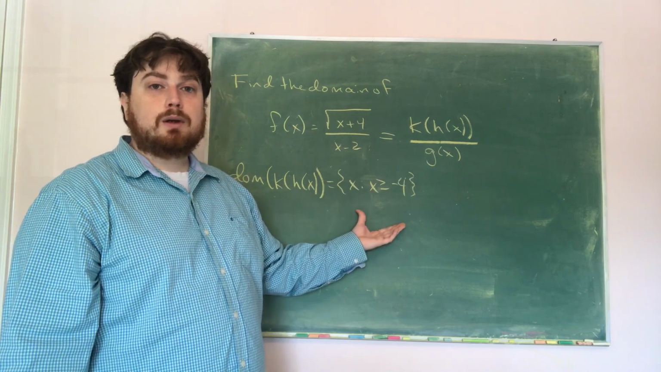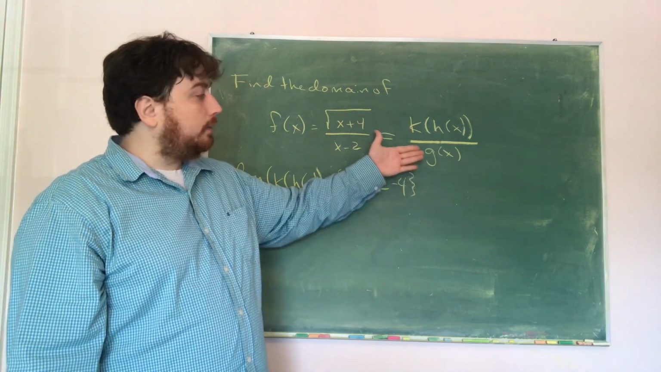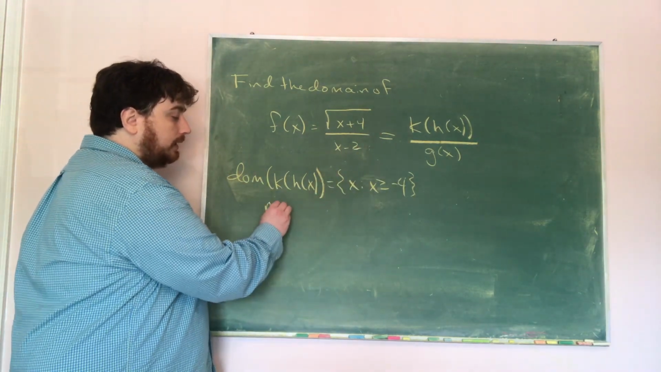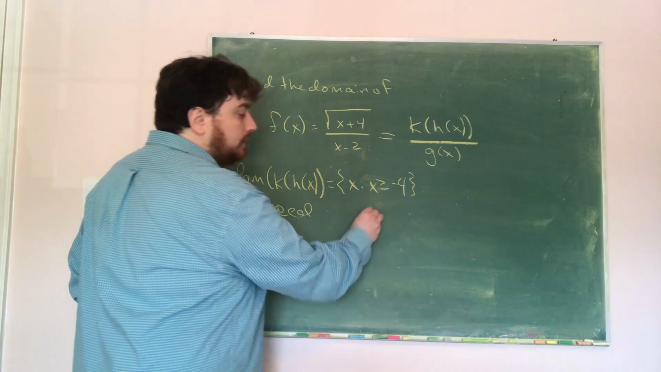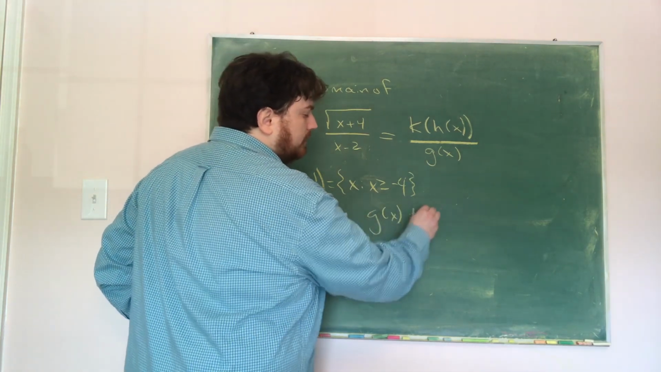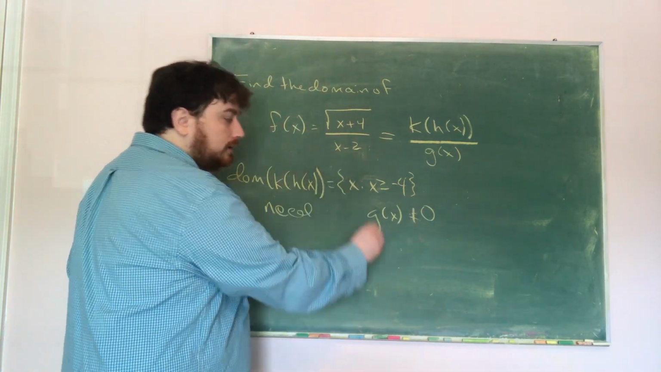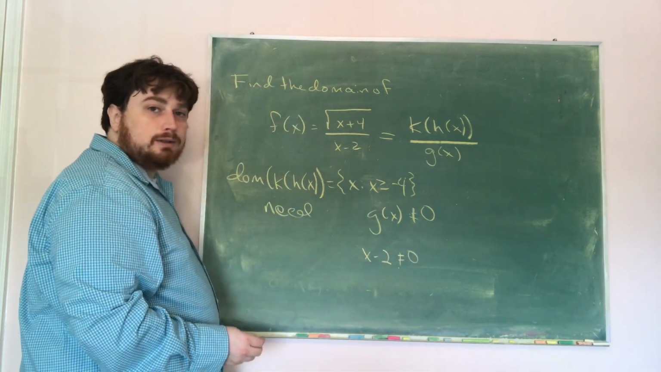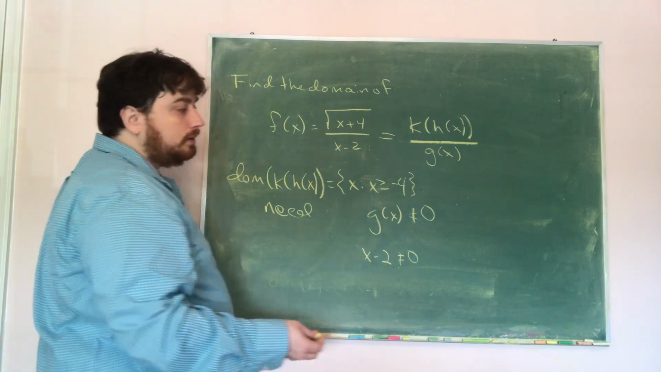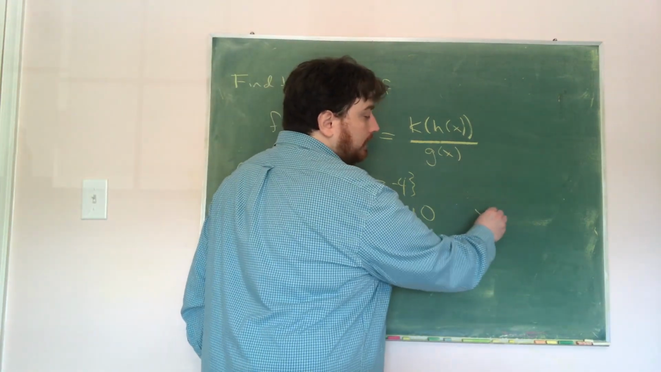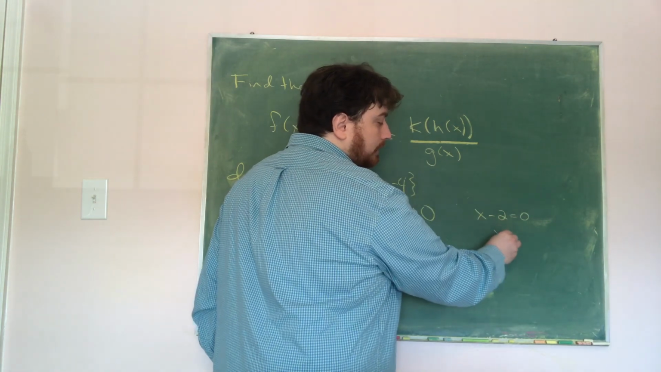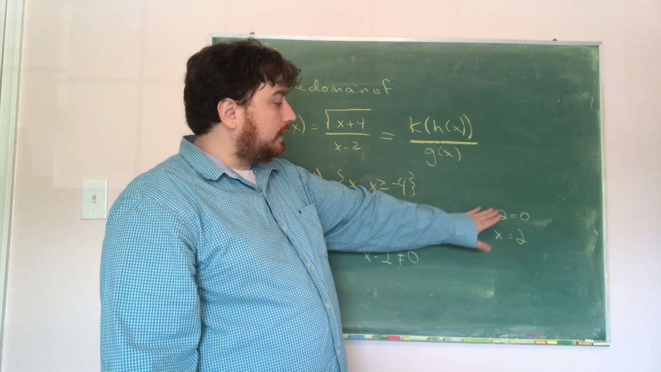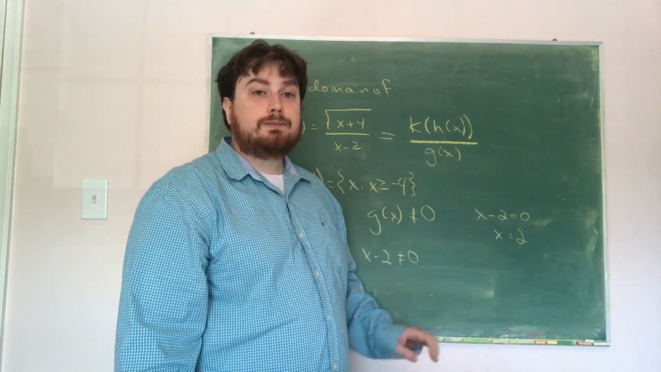However, we also have to have that we can't divide by 0, so in addition to this, we would also need that g of x is not equal to 0. And so since g of x is x minus 2, we would need g of x to be not 0. So what we would do is actually solve when is g of x 0. Well, g of x is 0 if x minus 2 is 0. So that is if x is equal to 2.